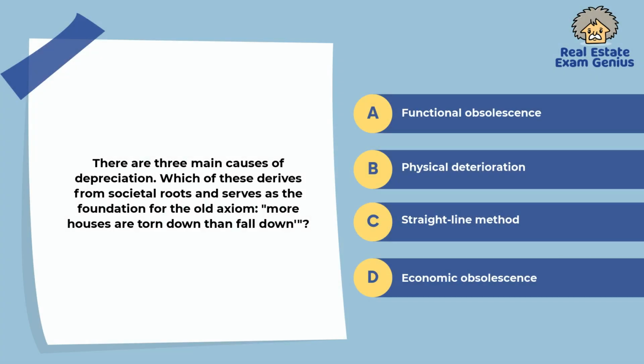69. There are three main causes of depreciation. Which of these derives from societal roots and serves as the foundation for the old axiom, more houses are torn down than fall down? Functional obsolescence, physical deterioration, straight line method, economic obsolescence.